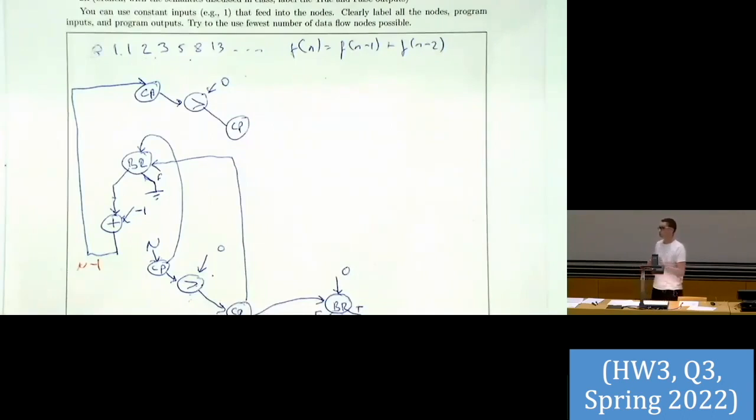Can you quickly recall how the branch node works? I don't get it.